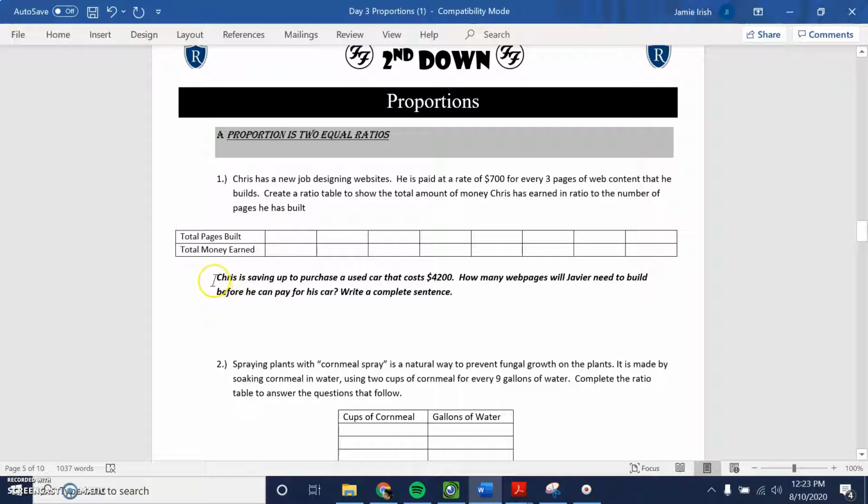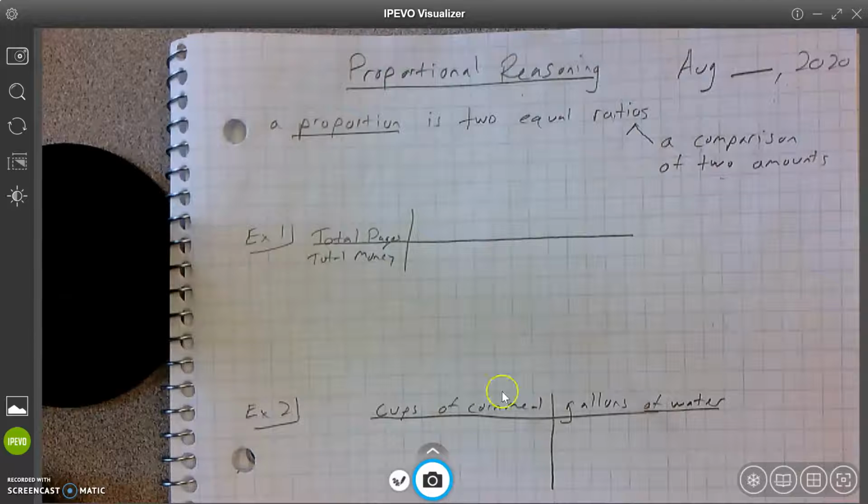Okay. Question down here. Chris is saving up to purchase a used car that costs $4,200. How many web pages will, let's just say Chris needs to build before he can pay for his car? Write a complete sentence. So two things going on. We have to fill out this chart, and then we have to answer this question about how many web pages he needs to buy in order to get this car he needs. Okie dokie. No problem. All right, back to the notes like this.